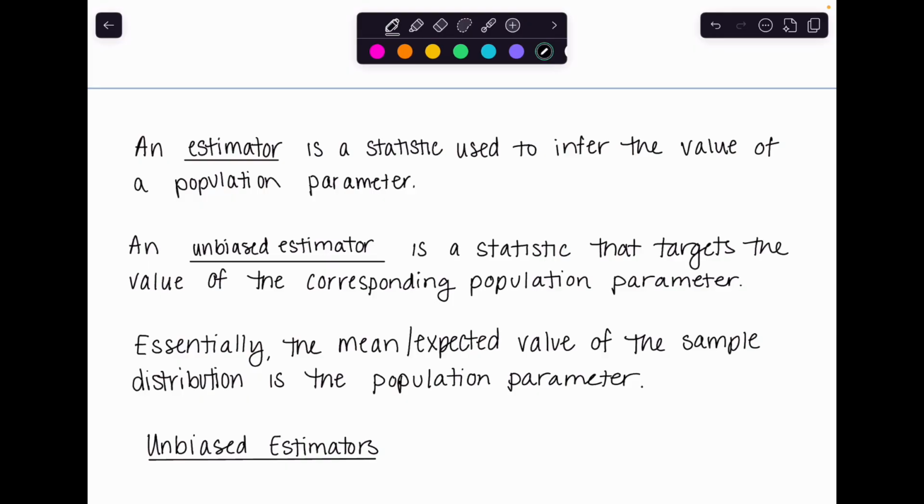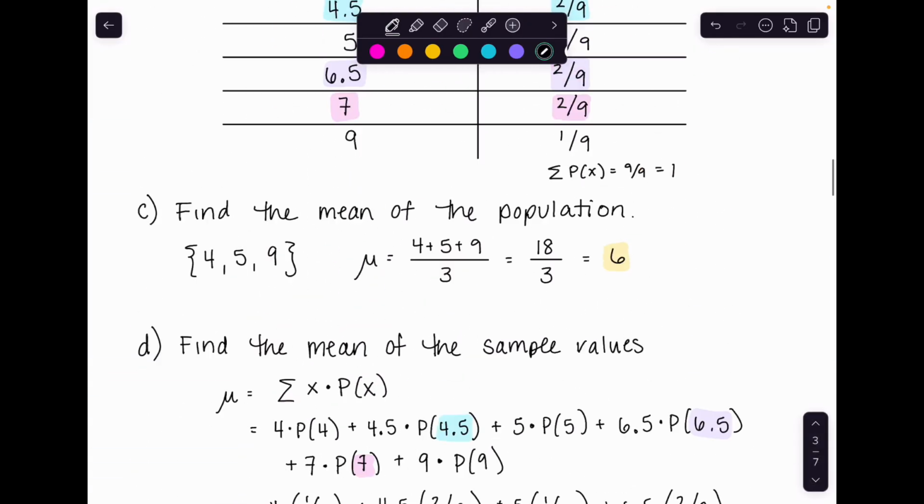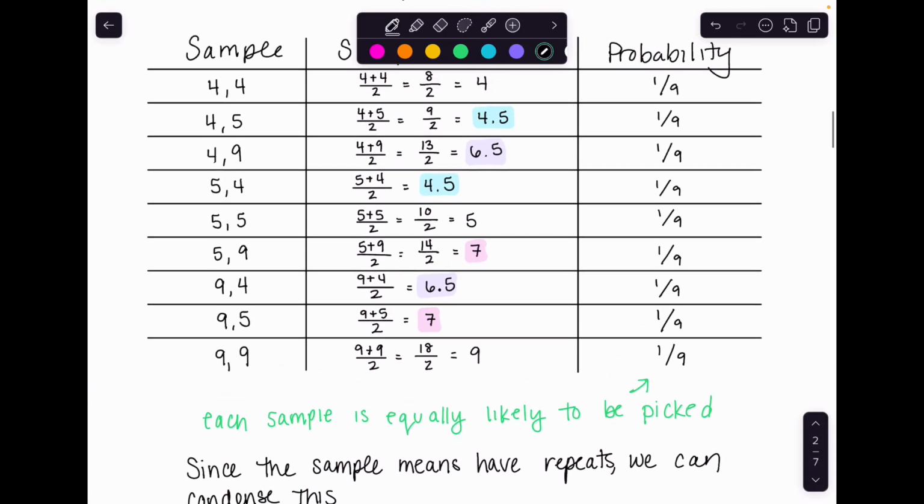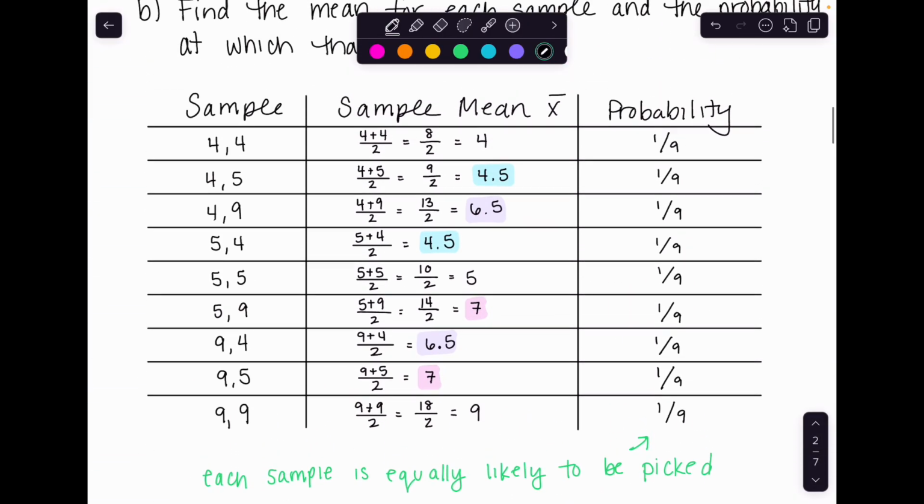We want something to be unbiased, which basically means the mean or expected value of your sample distribution is the population parameter. So to kind of go back up here, my sample estimator, my sample statistic I used was I found the mean of this sample. But instead I could find proportions.